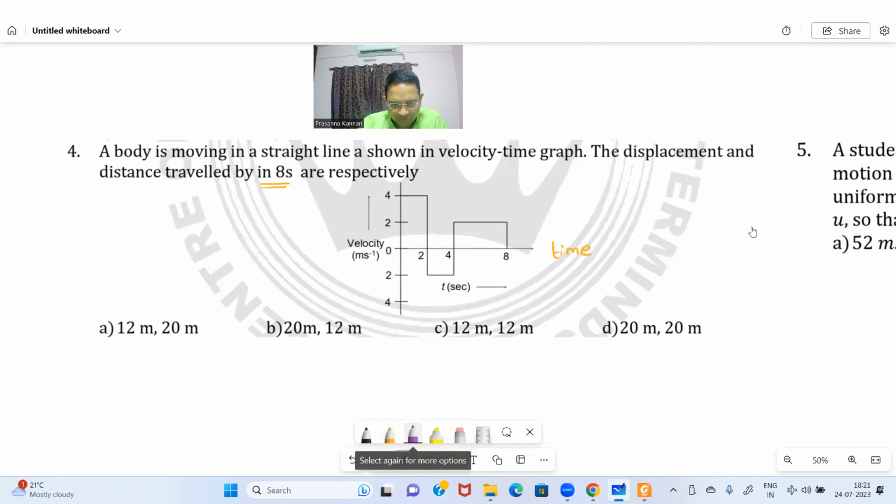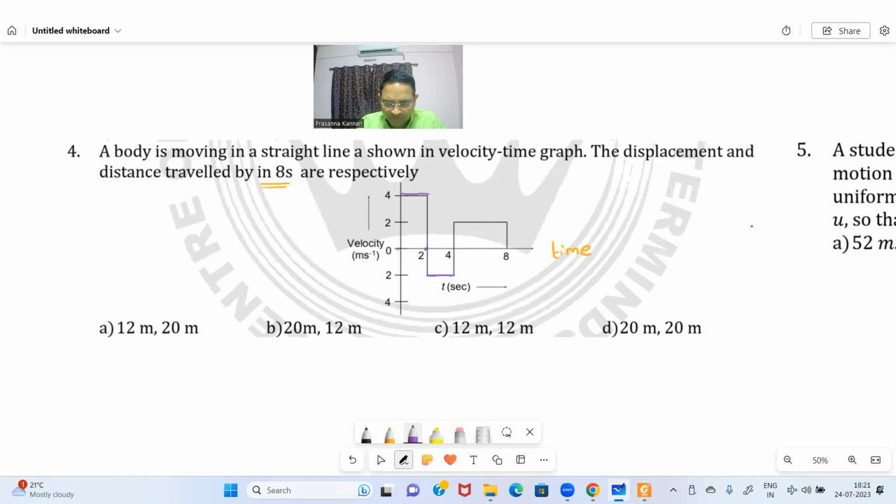Let's do a little analysis of this graph. From 0 till 2, the velocity is constant, positive. That means it is moving in one particular direction. Then from 2 to 4, it is having a negative value, which means, what does it mean, guys? Changing direction. It is changing the direction and moving with the constant velocity in the opposite direction.